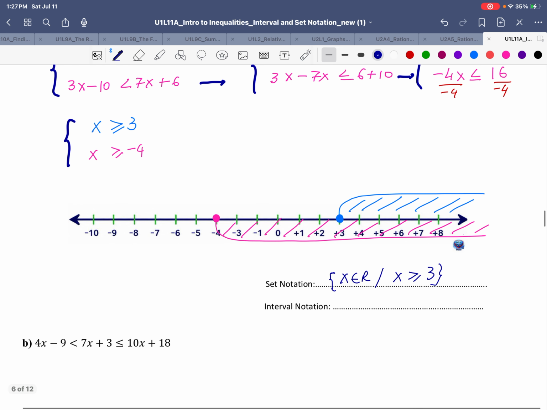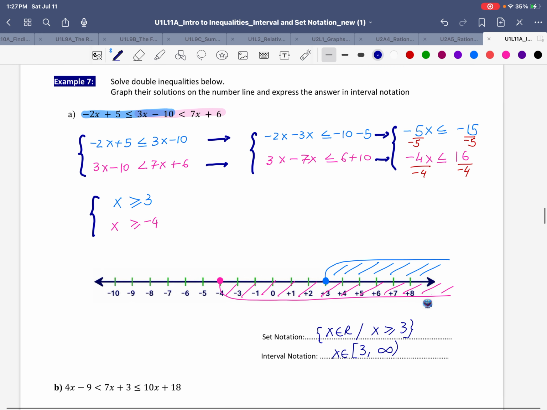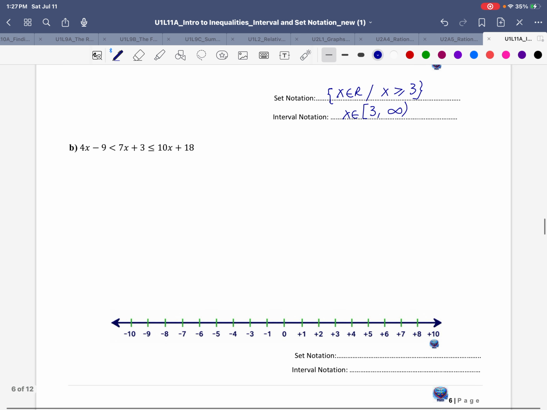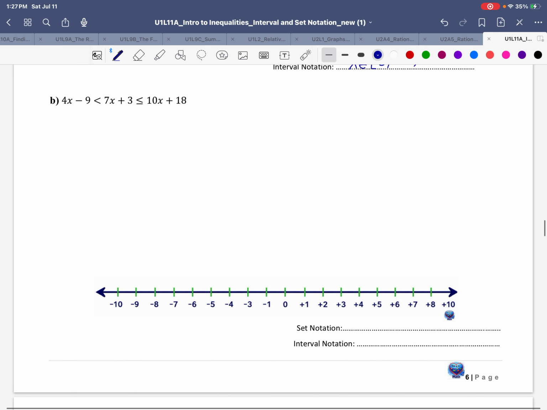And in interval notation, we're going to say that x belongs to the set of numbers starting from 3 to infinity, round brackets around infinity. We want to keep 3 in, so square brackets, and this would be the answer. Now, in the same way, you can practice the next example on your own. I'm going to continue the solution in here. Feel free to do this independently.